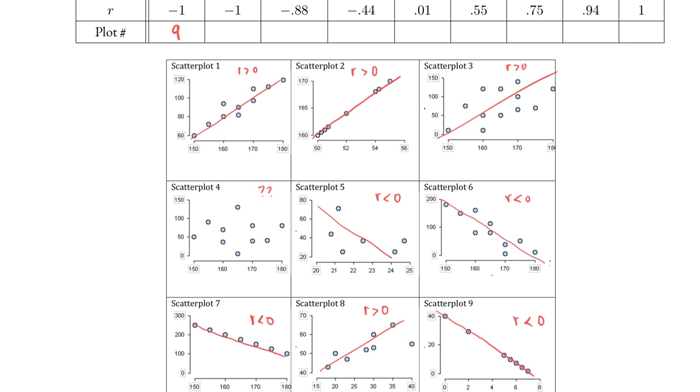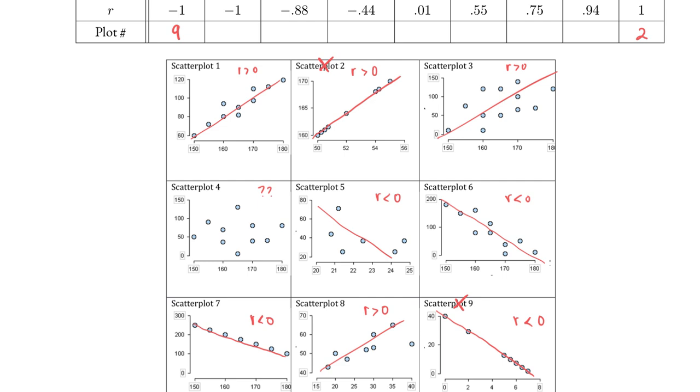Similarly, for the correlation coefficient 1 positive, the line needs to go through all of the points and the line needs to go upward, perfectly linear, and that is the scatter plot number 2. And so we got rid of scatter plot 2 and 9 for perfectly linear.